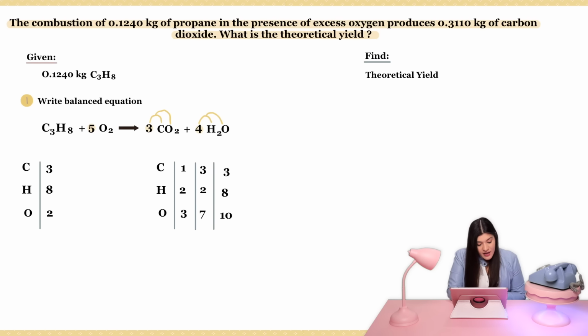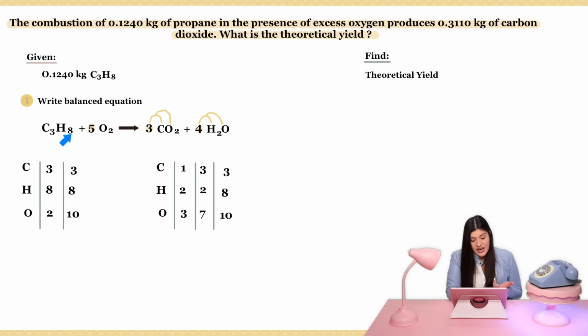So I'll place a 5, and then from here, this is now 10, and everything is balanced since I didn't change anything on this carbon or anything to this hydrogen either. So this is our balanced equation.